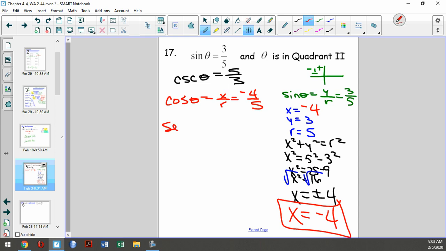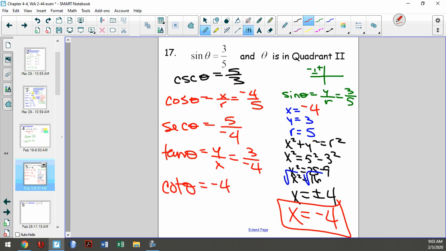Then that means I know my secant of theta, which is going to be the reciprocal of that, which is 5 over negative 4. My tangent of theta is your y over your x, which is going to be 3 over negative 4. To give me a cotangent of theta being the reciprocal of that, which is negative 4 over 3. Do we all understand how we did that and how whenever you did the plus or minus, you had to determine what quadrant you're in to determine if it was positive or negative? That is how you're going to do 17 through 24. Do we understand that, yes or no?